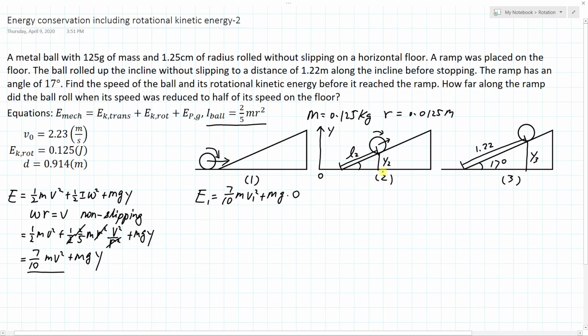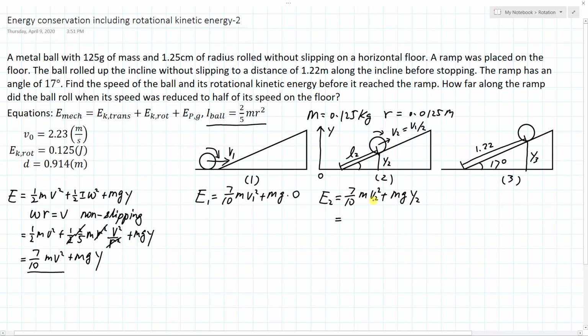Over here, this timestamp, we have E2, which is equal to 7/10 mv2 squared plus this unknown height, so mgy2. But we do know that the speed has dropped to 1/2 its original speed before rolling up the inclined plane, so we can replace that v2 with half v1. So here v2 equals v1/2. Here's v1. So replace this with half v1.